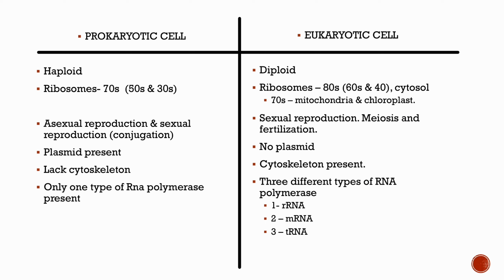Prokaryotes contain only one RNA polymerase, which synthesizes all three types of RNAs, that is mRNA, tRNA and rRNA. But in eukaryotes, there are three different types of RNA polymerase, that is RNA polymerase 1, 2 and 3, where RNA polymerase 1 helps in synthesis of rRNA, RNA polymerase 2 helps in synthesis of mRNA, and RNA polymerase 3 helps in synthesis of tRNA.